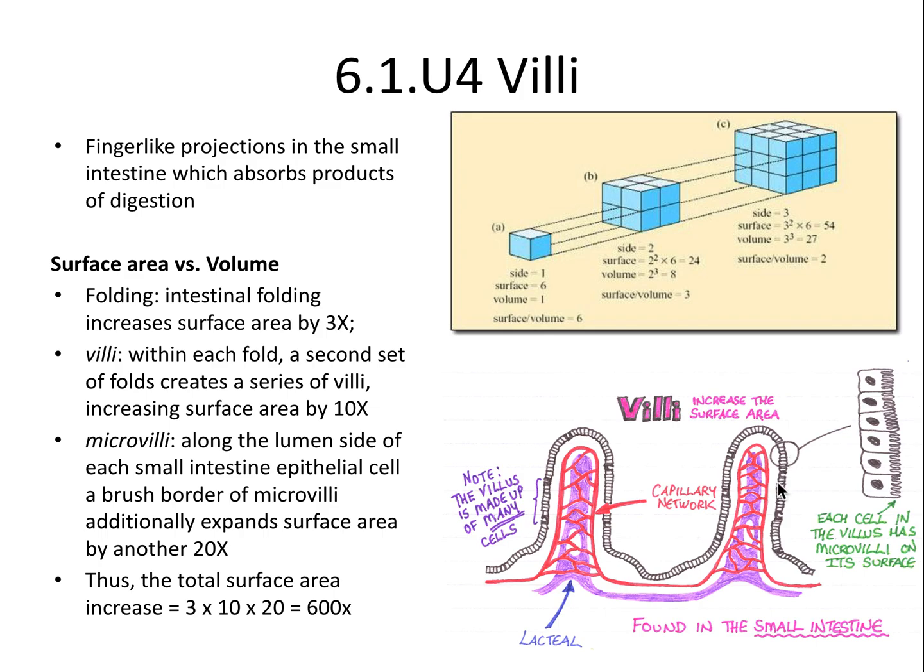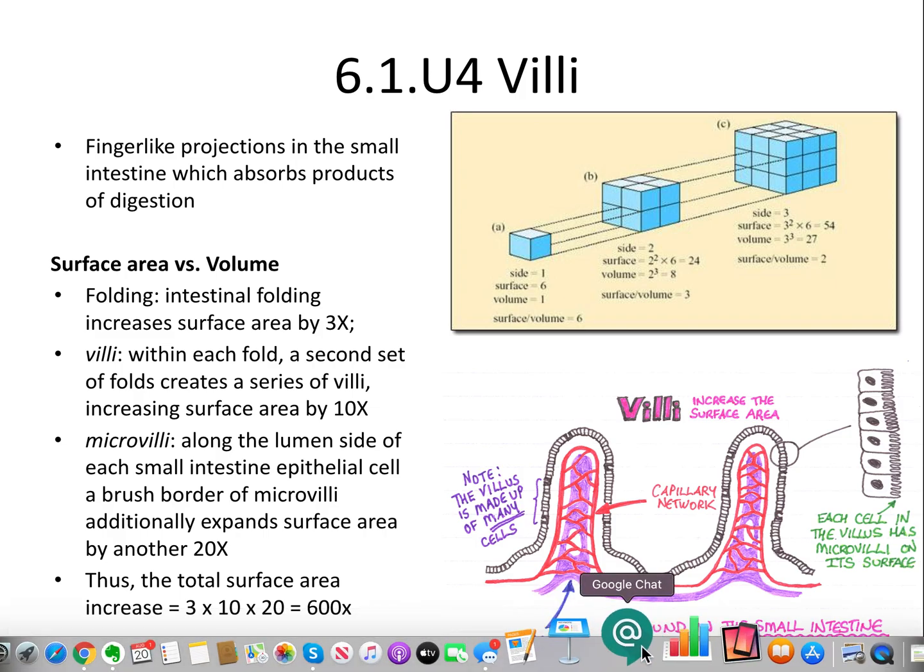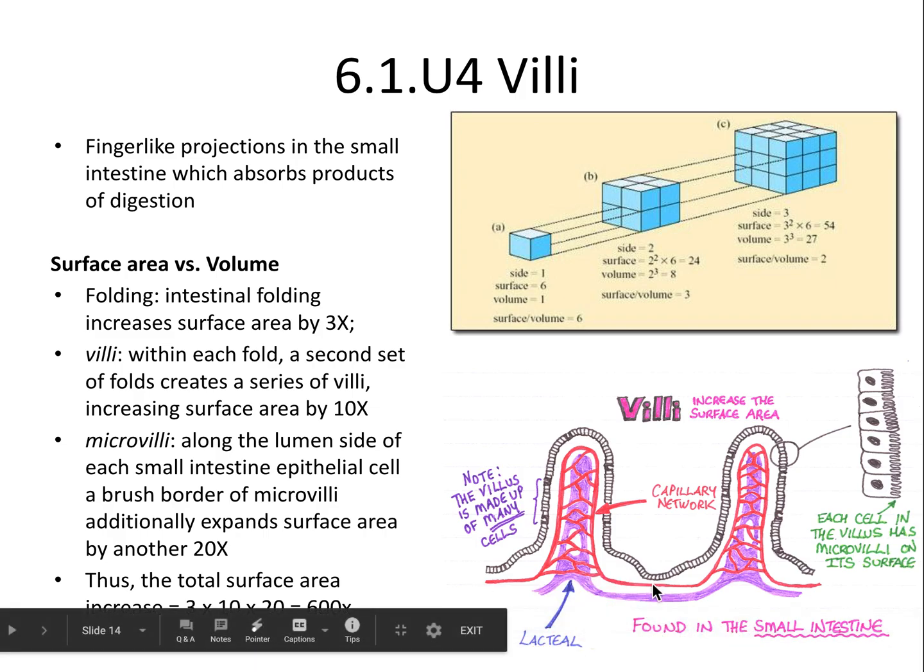The microvilli along the lumen side of each small intestine epithelial cell form a brush border of microvilli additionally, which will expand the surface area by 200 times. Thus, the total surface area increase is up to 600 times.